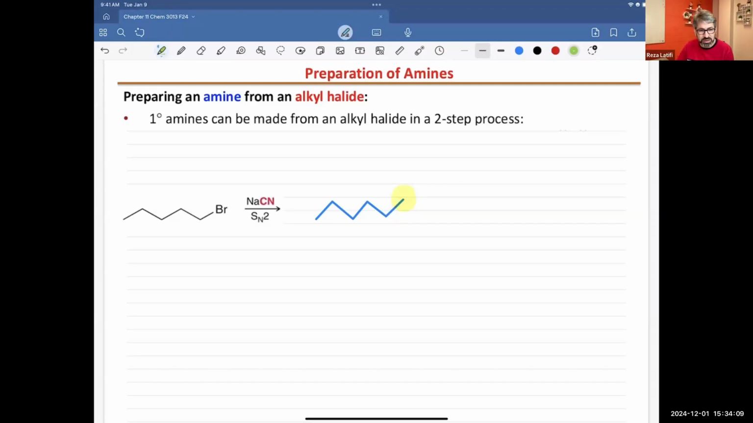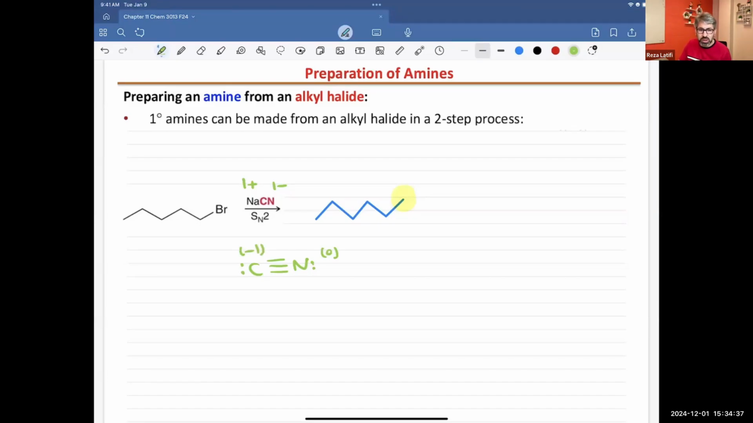The first example that we'll practice will have sodium cyanide. Sodium will have a positive charge. Cyanide will have a negative charge, and because it has a negative charge, it can behave as a nucleophile. Cyanide is a carbon attached to nitrogen through a triple bond. Nitrogen has a lone pair, and carbon also has a lone pair. Nitrogen has a formal charge of 0, while carbon is -1.